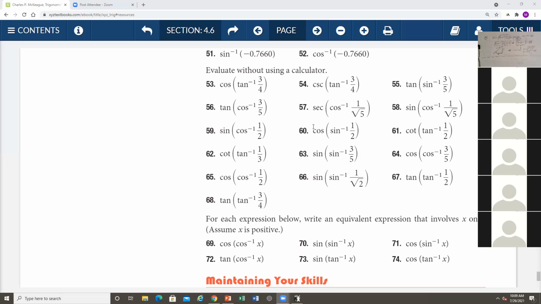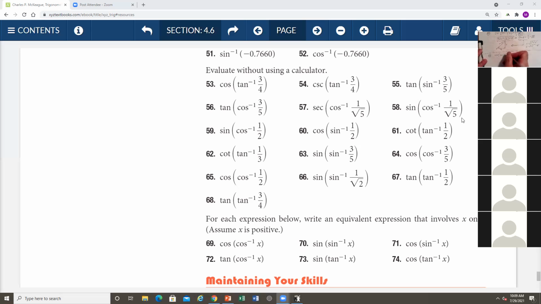Maybe try another one out of here, or how about number 58? That looks kind of complicated. What's the sine of the inverse cosine of 1 over the square root of 5? Well, we'll do this problem essentially the same way as I walked through the last one.